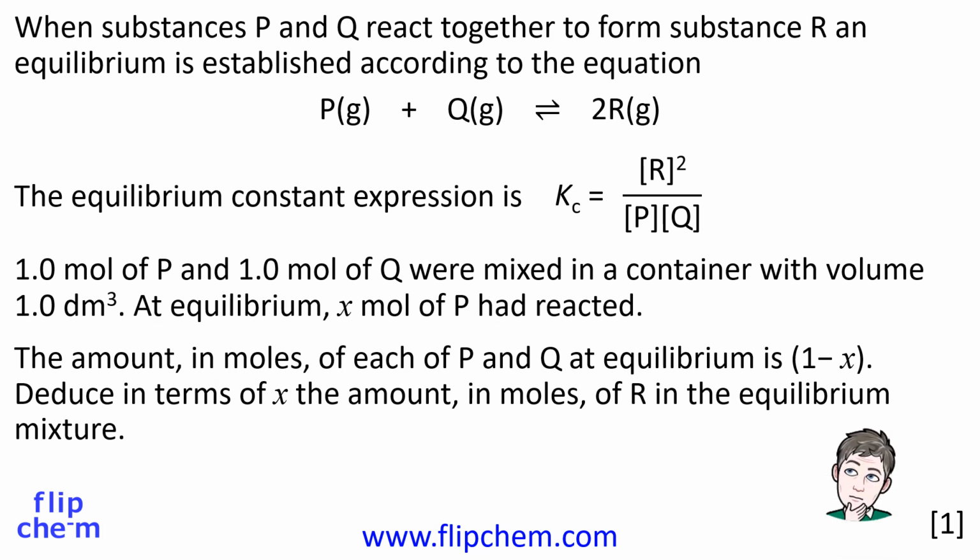1.0 mole of P and 1.0 mole of Q were mixed in a container with a volume of 1.0 decimeters cubed. At equilibrium, X mole of P had reacted. The amount in moles of each of P and Q at equilibrium is 1 minus X. Deduce in terms of X the amount in moles of R in the equilibrium mixture.